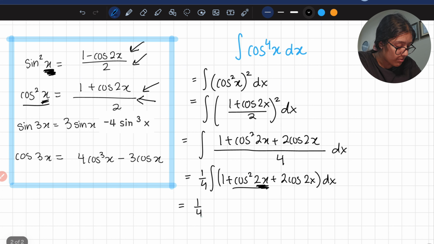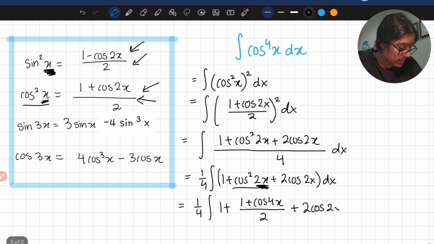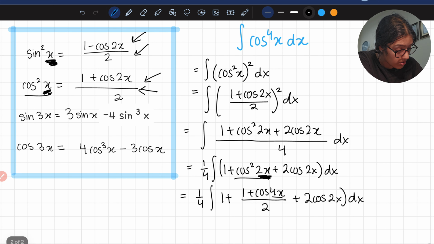So we're going to have 1/4 integration of 1 plus, which is 1 plus cos 4x over 2, plus 2 cos 2x. Now this seems pretty simple to solve. I think we can simplify this just a little bit.